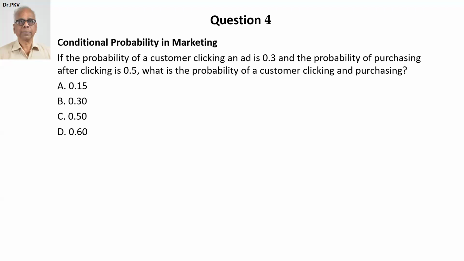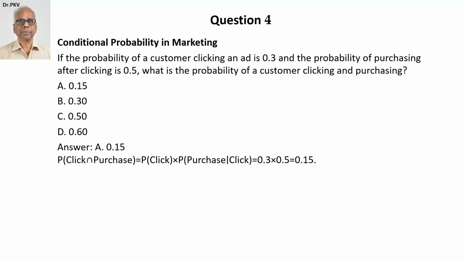Let me now give the answer. The choice is A, 0.15. That's the correct one. What you are required to find out is the probability of click and purchase, which is equal to the probability of click multiplied by the probability of purchase given click. So the probability of click is 0.3, and the probability of purchase given click is 0.5. Multiplying the two, I get 0.15. So choice A is the correct answer.